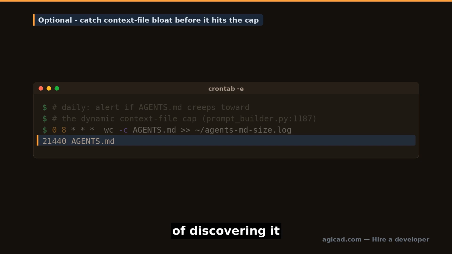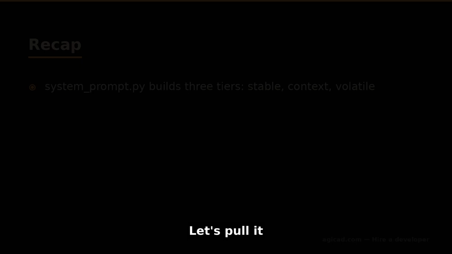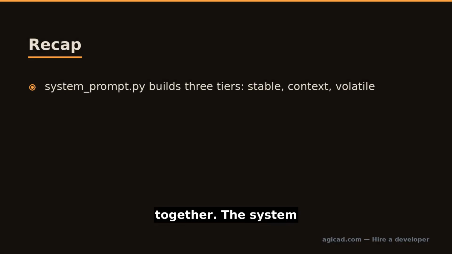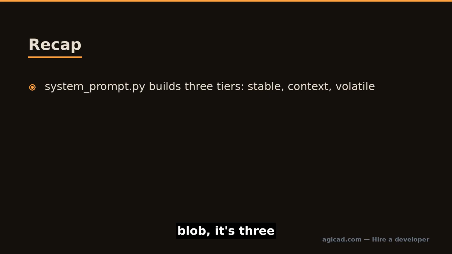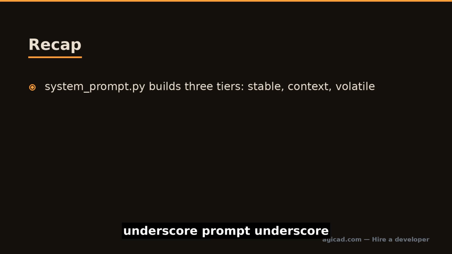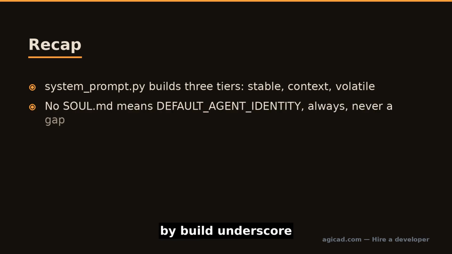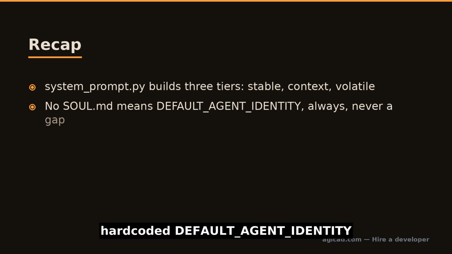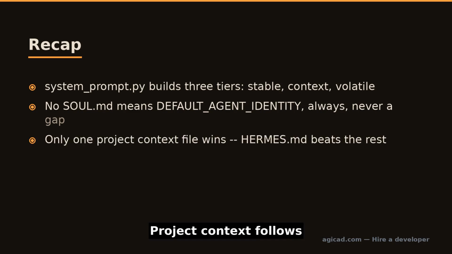Let's pull it together. The system prompt isn't one blob. It's 3 tiers: stable, context, and volatile, built by build_system_prompt_parts, and joined by build_system_prompt. Identity always resolves to something: the SOUL file if it exists, the hard-coded default agent identity if it doesn't. Project context follows a strict priority order, so exactly one file, never more, reaches the model.